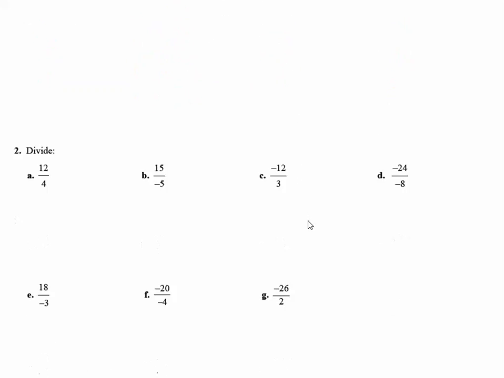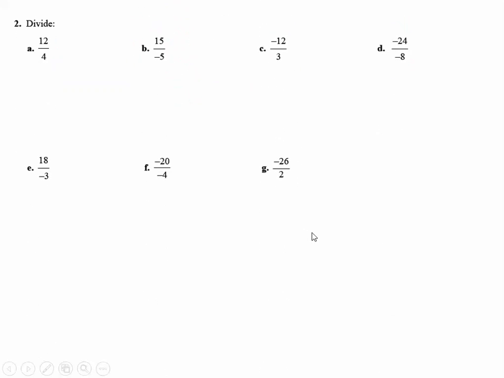All right, so let's go on a little further. Again, try these yourself first. Give you a few seconds to go ahead. And let me write down each of those answers here. So 12 divided by 4 is a 3. 15 divided by negative 5 is a negative 3.